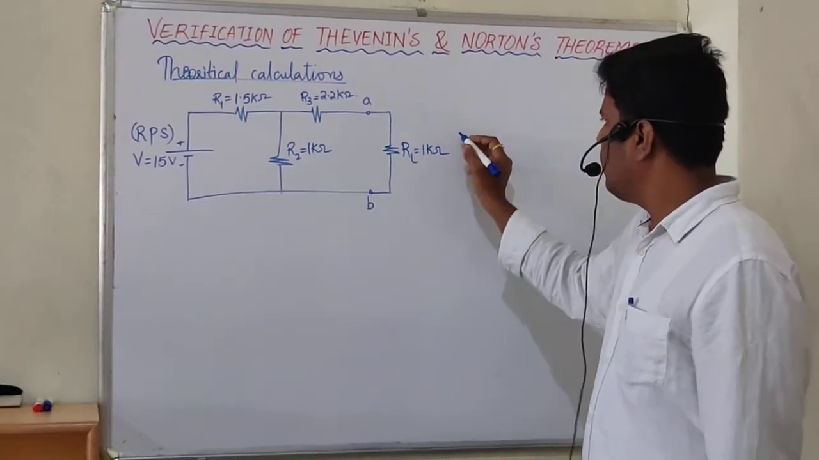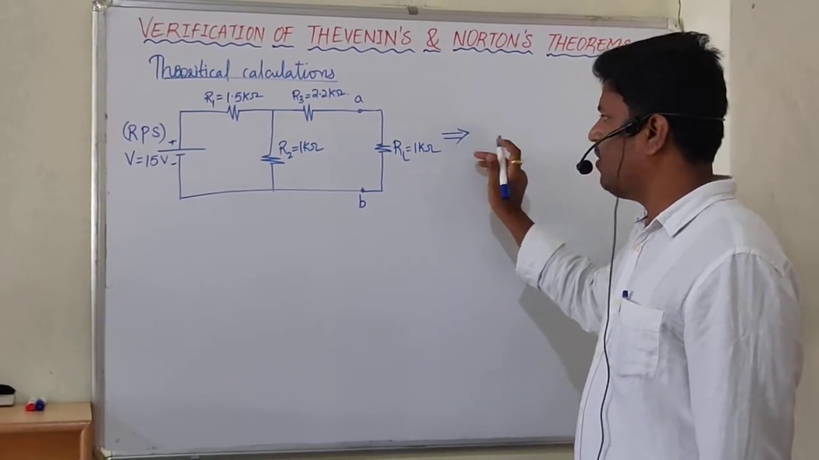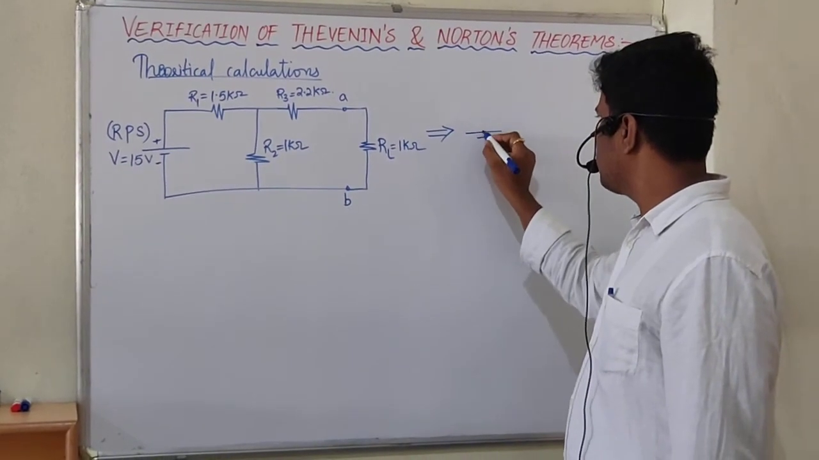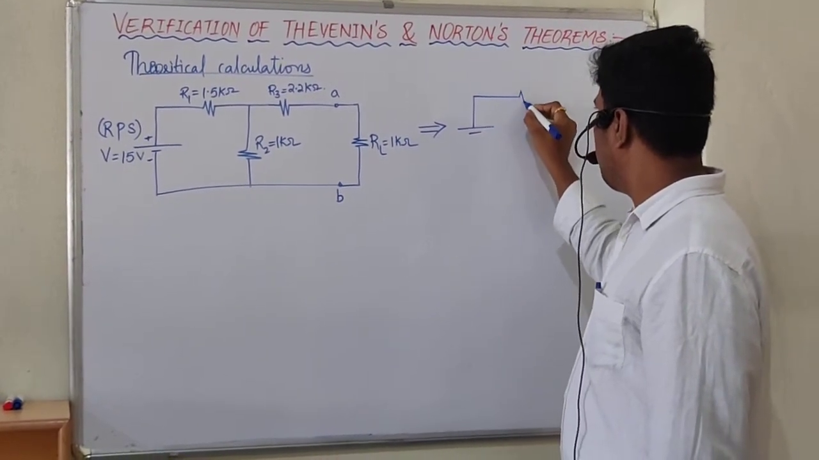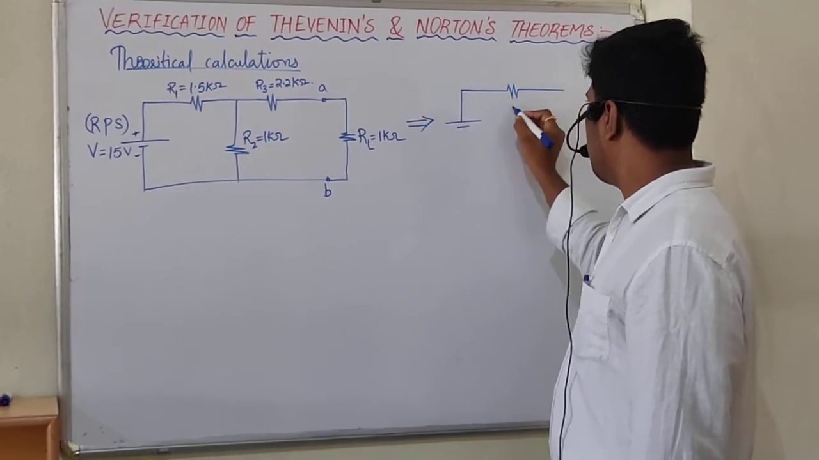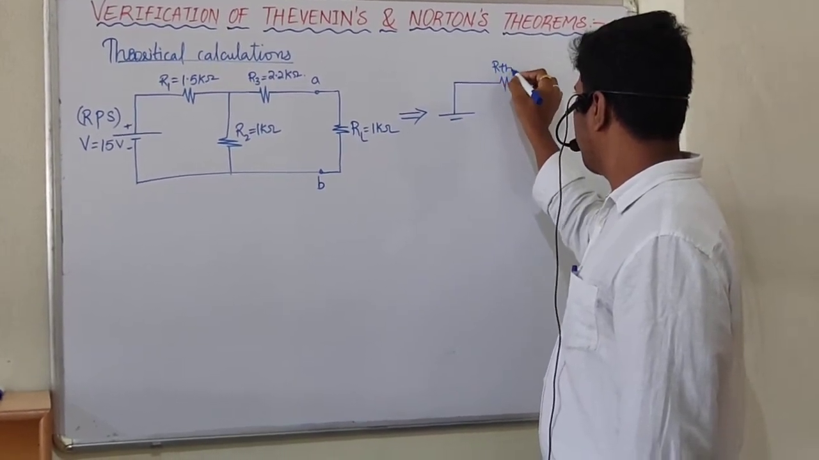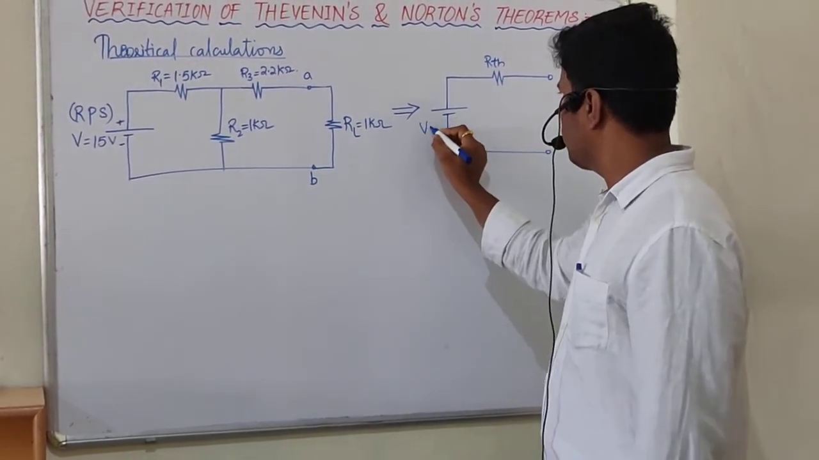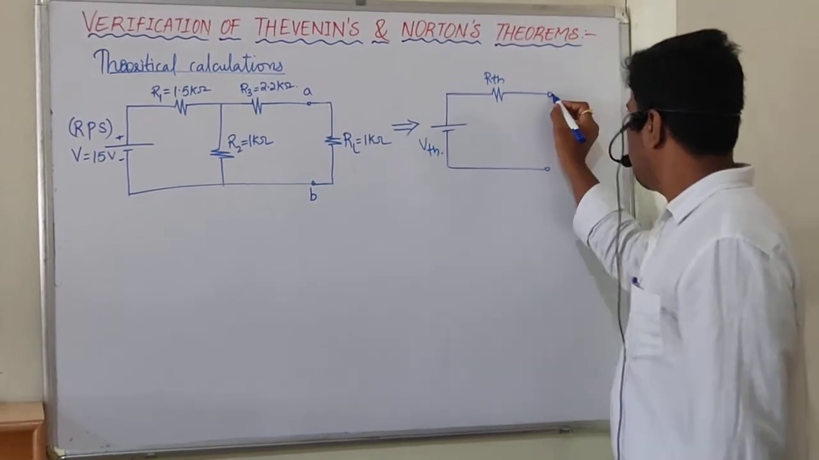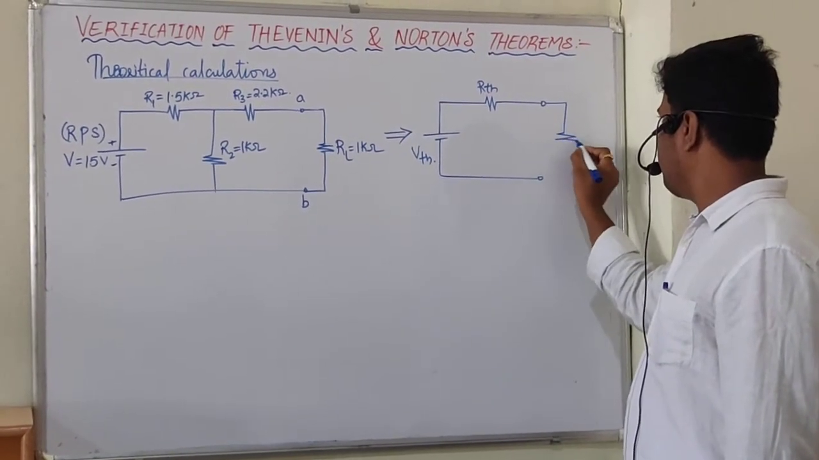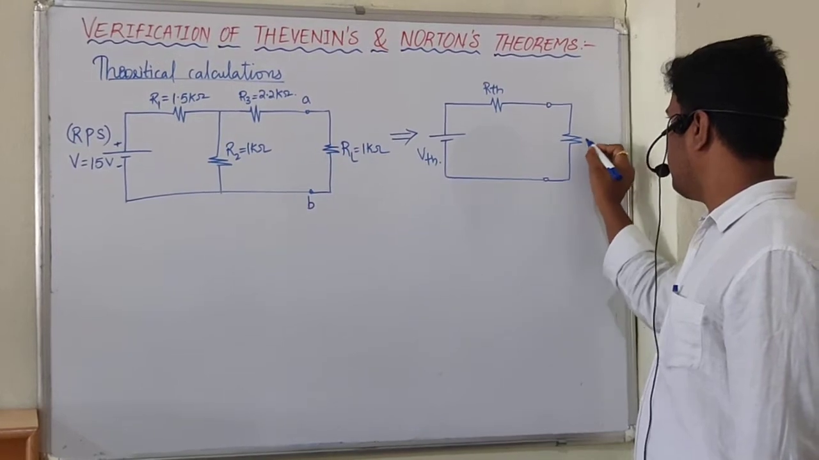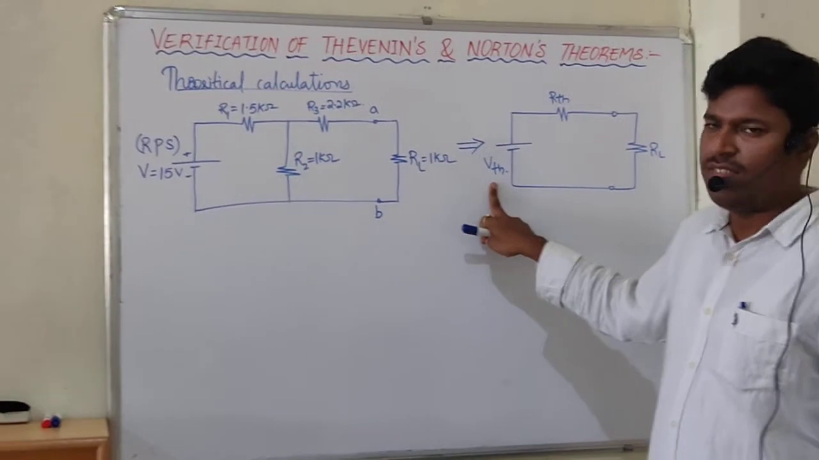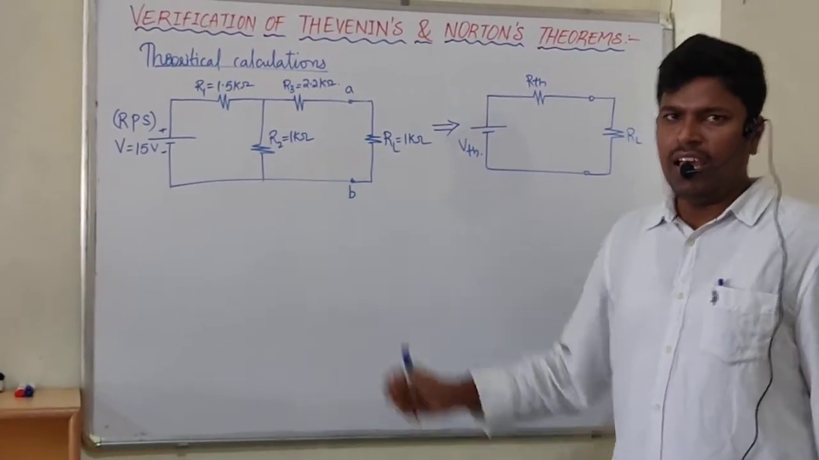So this circuit we have to convert into Thevenin's equivalent, which consists of a voltage source VTH and a series resistor RTH. And after converting, we have to replace the RL load resistor. So here, how to get this VTH value, RTH value theoretically, I will be explaining.